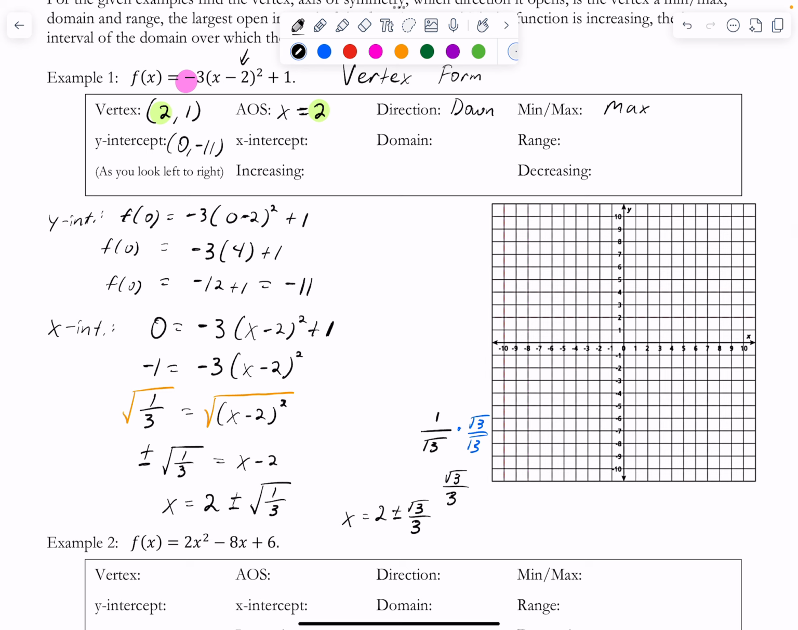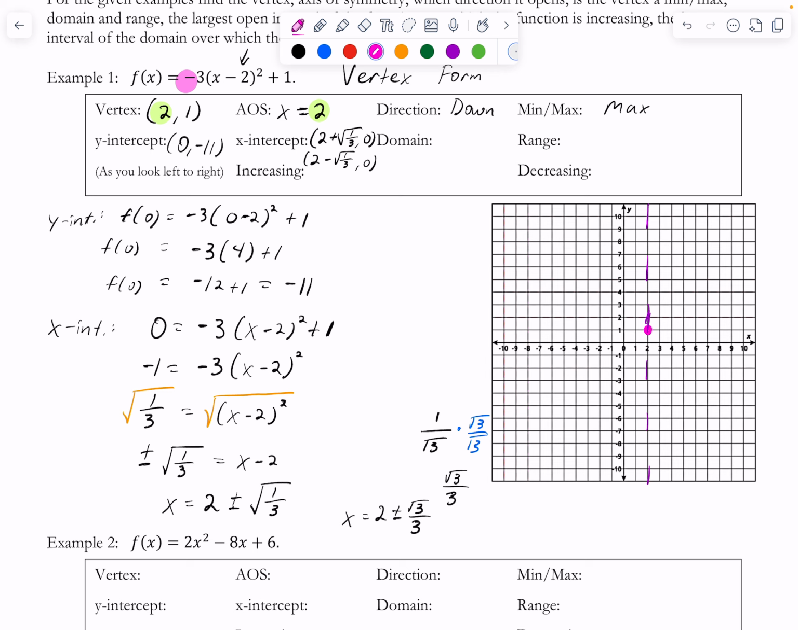So that's going to be 2 plus the square root of 1/3, comma 0. And the other one is 2 minus the square root of 1/3, comma 0. All right, so 2 x-intercepts here. So let's go ahead and graph. We know that our vertex is 2, comma 1. Our axis of symmetry is going to go through that. So there's my dashed line through it.